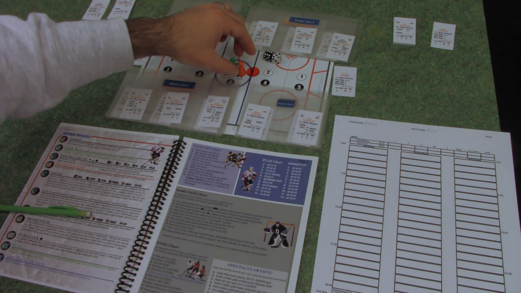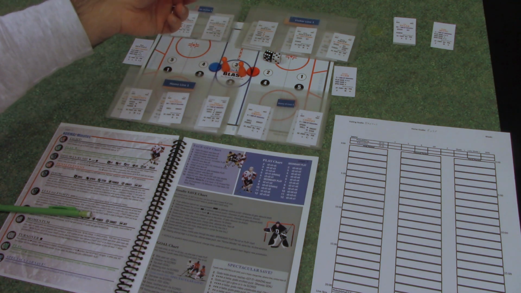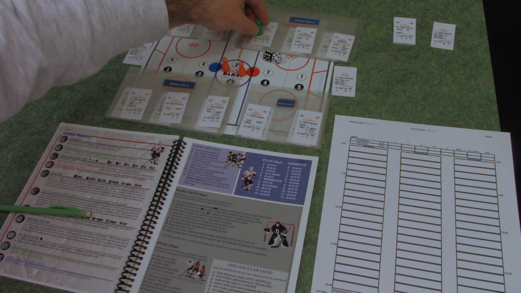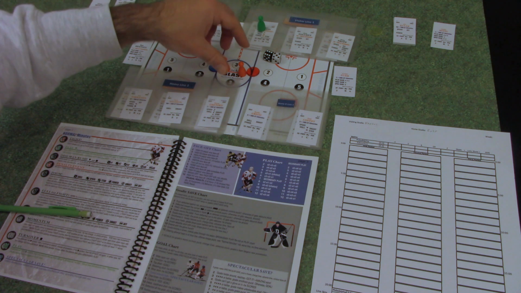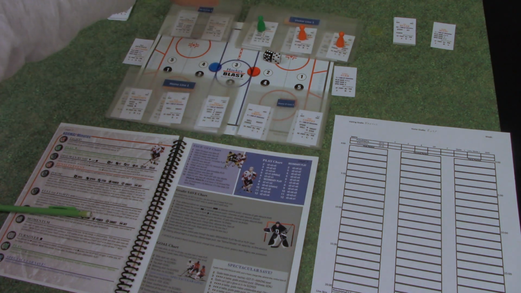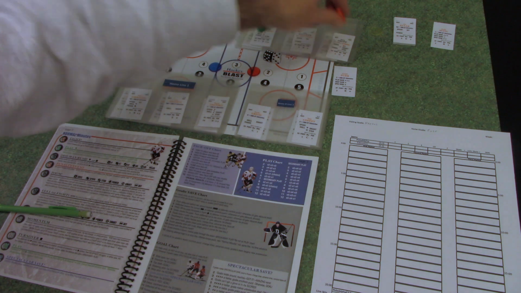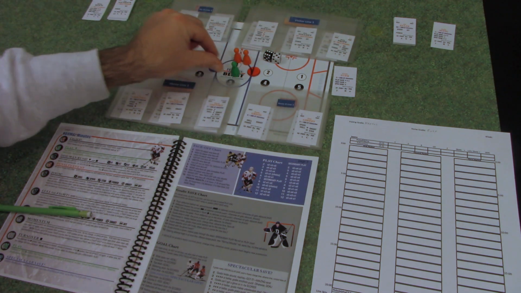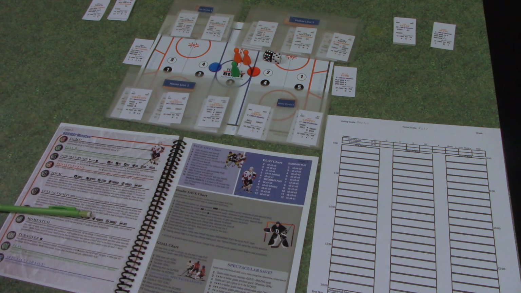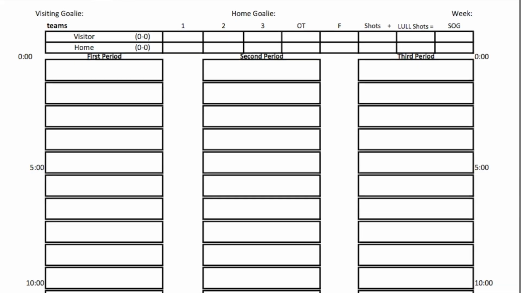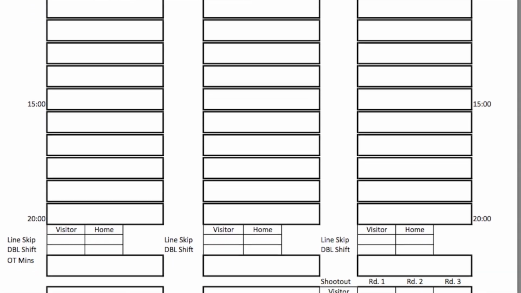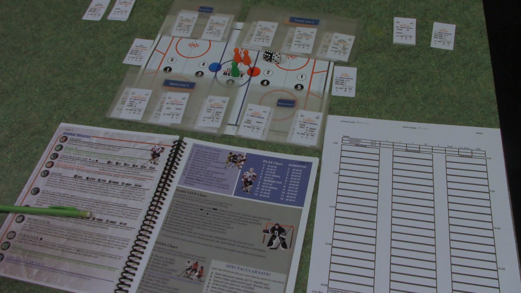I also use these pawns to keep track of which team currently has the puck, and then when a shot is taken, I use them to remind me of who's taking the shot, with the green one, and then the orange ones are who contributed on the assist. And then I also have my own score sheet that I use. It's very similar to the one that comes with the game. I just added some boxes at the bottom to keep track of when a team uses their 2 line skips for a period and their double shift, which I'll show you how those work as we go through the game.